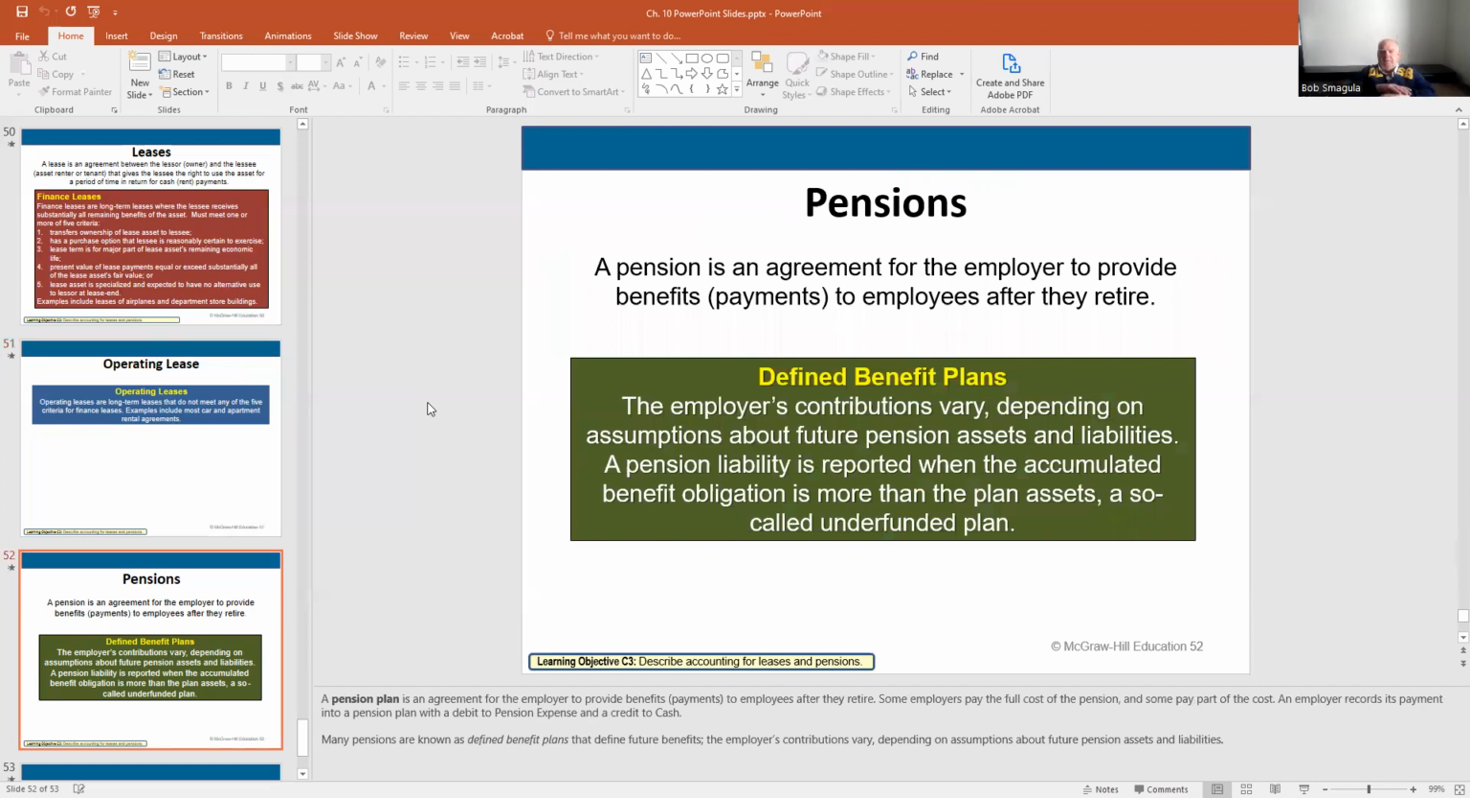What's a pension? A pension is what I received from where I used to work. It's an agreement for the employer to provide benefits to employees after their working days are over. Defined benefit plan: the employer's contributions vary. It depends on certain assumptions about assets and liabilities. But these liabilities are reported when the accumulated benefit obligation is more than the plan assets, a so-called underfunded plan. You don't have to worry about that for a long time.